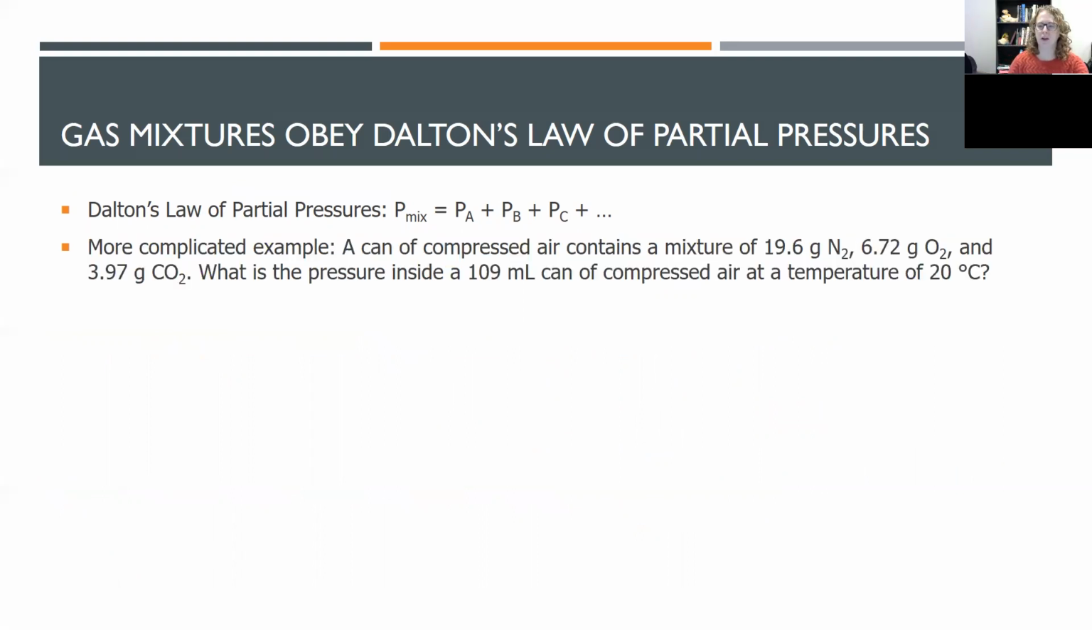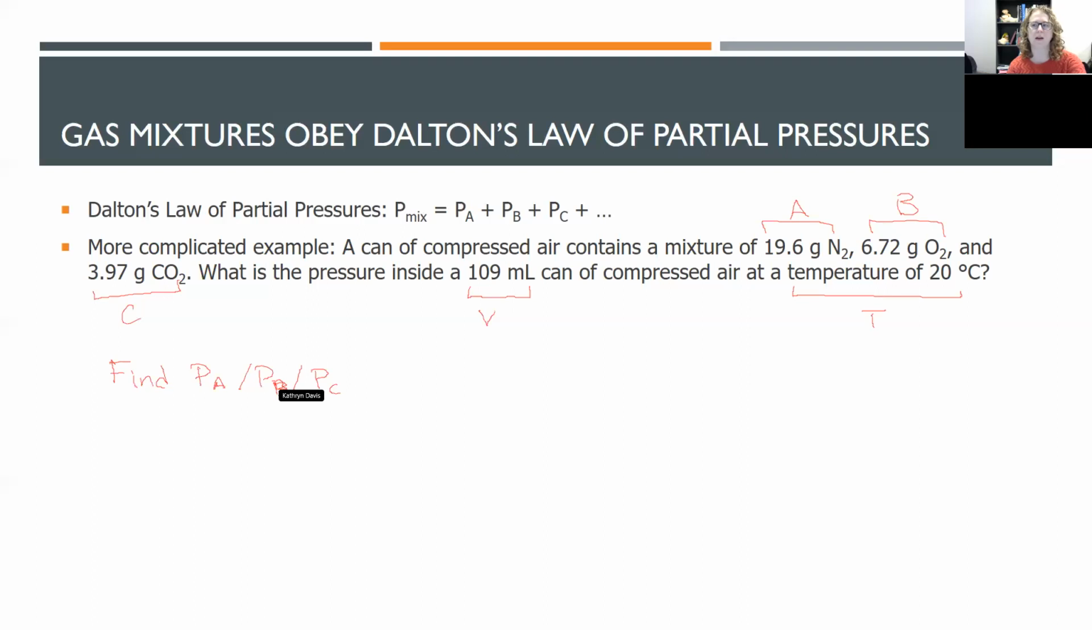So here's a can of compressed air. And I see as I scan this problem, again, three components. It doesn't have to be three components in a mixture. It just happens to be in this case. But I'm not given any pressures this time. I'm given grams of the three gases. It looks like I'm given the volume and the temperature. Okay, that's a little bit different. I have to find the pressure of each of these components.